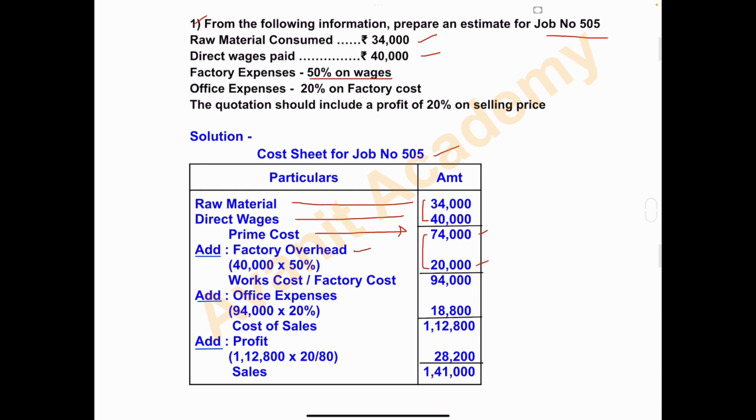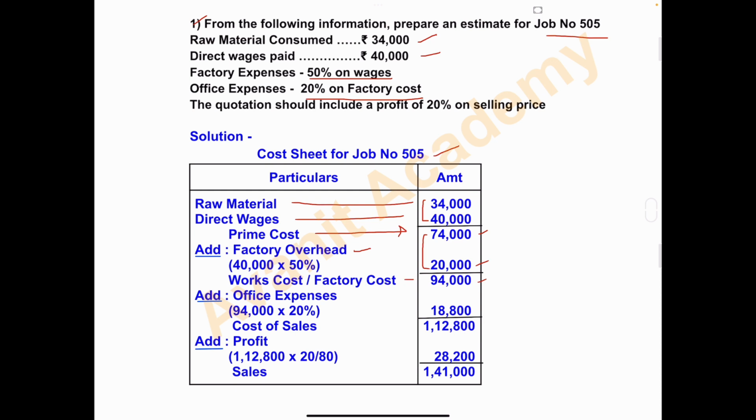Add these two figures. 74,000 plus 20,000, we will get 94,000. 94,000 is called works cost or factory cost. Next, we have to add office expenses. Office expenses, see the problem. How much we have to charge? 20% on factory cost. Factory cost means works cost. So office expenses is 20% on factory cost.